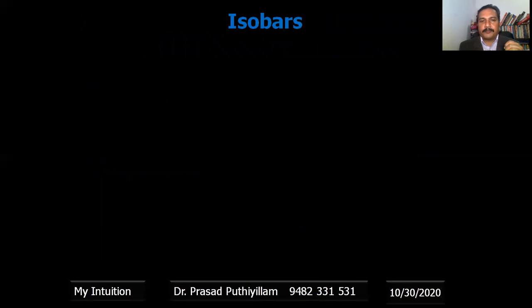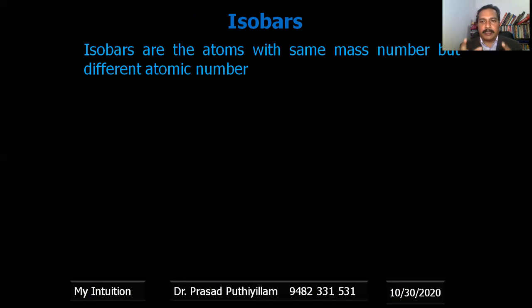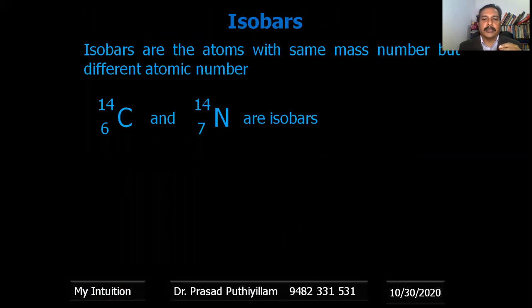Isobars are atoms with the same mass number but different atomic numbers. For example, carbon has mass number 14 and atomic number 6, whereas nitrogen also has the same mass number 14, but its atomic number is 7. When the atomic number is different, the number of protons or electrons is different. Carbon and nitrogen are therefore two different elements, but they have the same mass number. Such elements we call isobars.